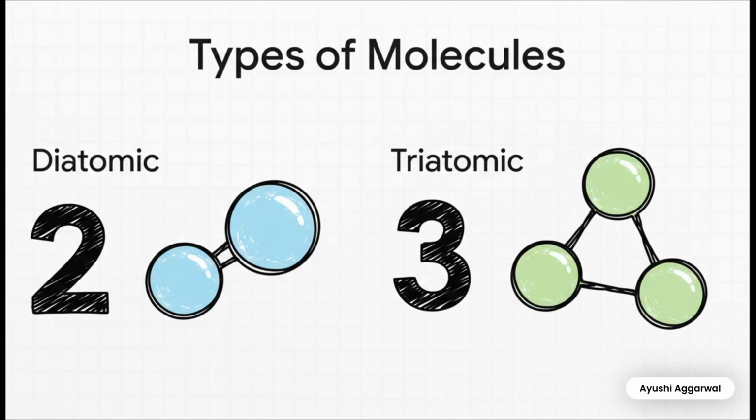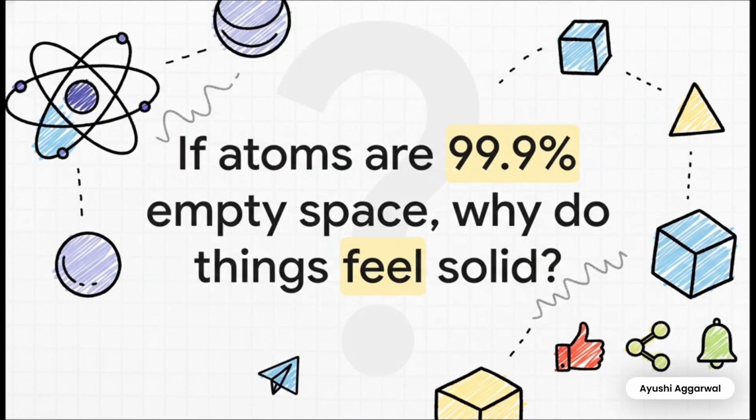And of course, molecules can come in different sizes. Take O2, for example, the oxygen that we breathe. It's made of 2 oxygen atoms, so we call it a diatomic molecule. That di prefix just means 2. Then you have something like ozone, which is O3. It has 3 oxygen atoms bonded together, so we call that a triatomic molecule. Tri, meaning 3.